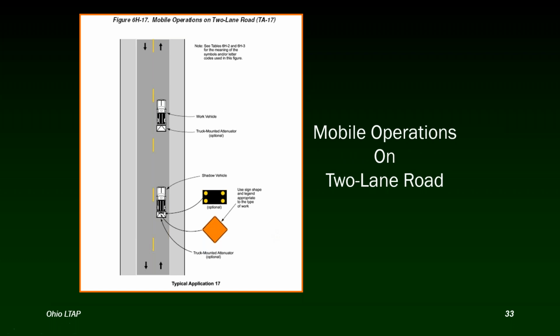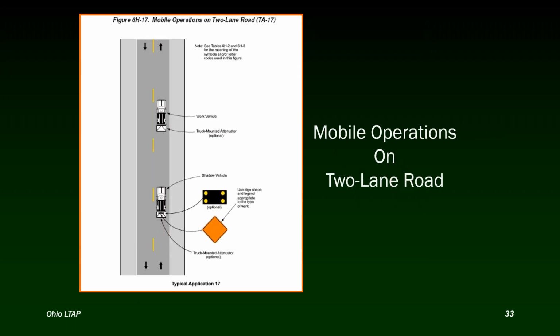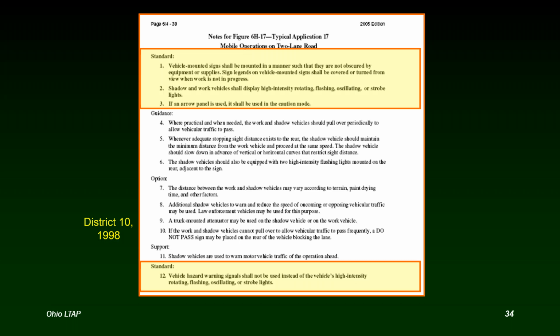So there was a lot of information in this picture when you stop and think about it. But as for every typical application in the manual, there's at least 2 pages for each typical application. You have your drawing of the situation, and then you have the notes page that goes along with that drawing. And so the notes page is broken down into different paragraphs that contain standards. As you can see here, highlighted in yellow, we have the standards. And the standards are what we call the shall condition.